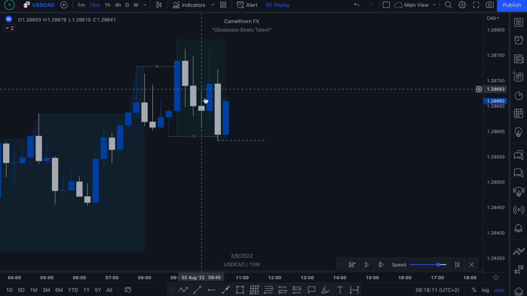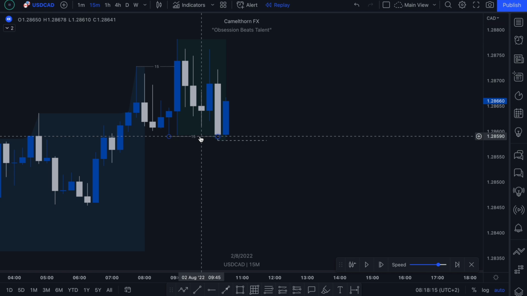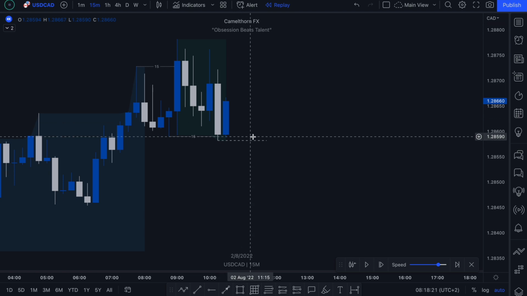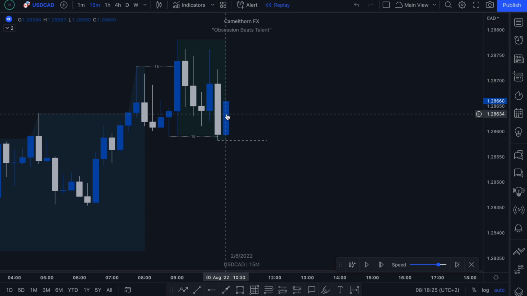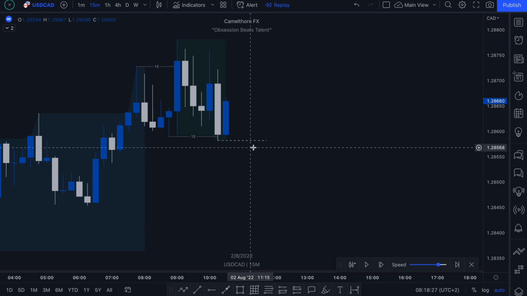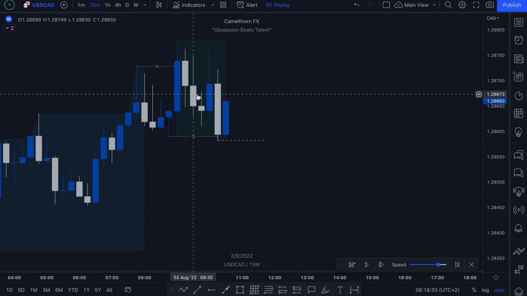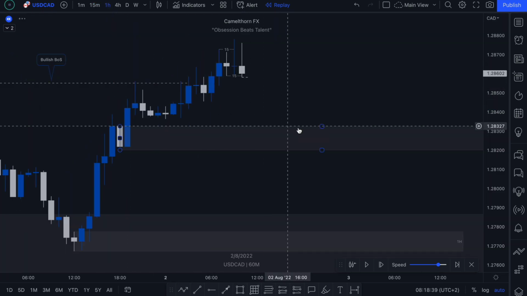So we have the 15-minute change of character, okay? This is the point where the 15-minute change of character has occurred, and price action, you can see, has had a bullish reaction. In order to confirm this 15-minute change of character, just to give you a little bit more extra confidence, you could wait for this break of structure to the downside before actually looking to trade this change of character, okay?